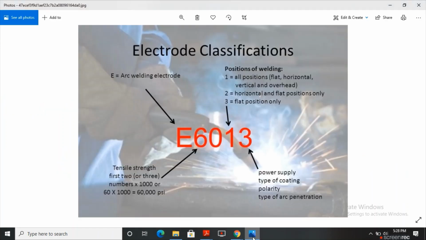So to summarize, suppose this is the 6013 electrode, which we earlier discussed on Unitor. E is the arc welding electrode. 6, that is 60, is the 60,000 PSI, which is the minimum tensile strength. 1 gives the all welding position, and 3 gives the power supply, coating, polarity and the type of penetration. Hope this electrode nomenclature is well understood by all of us.